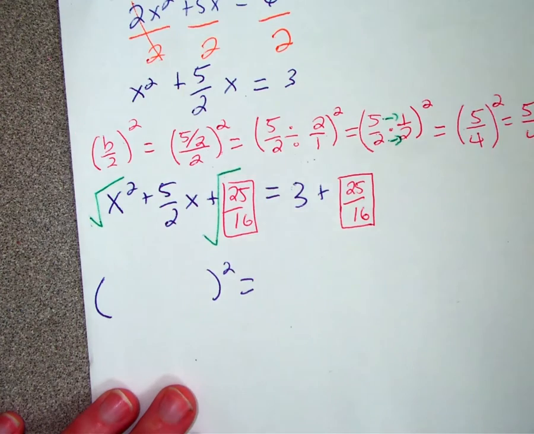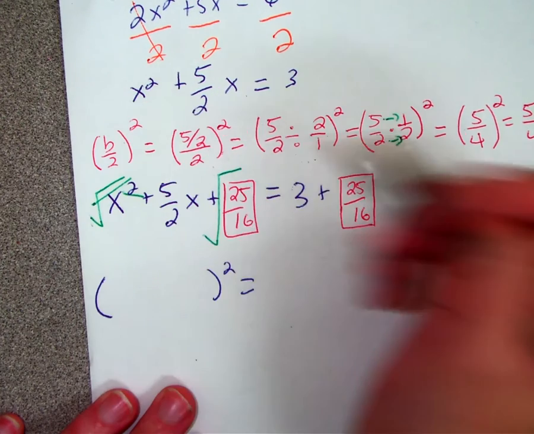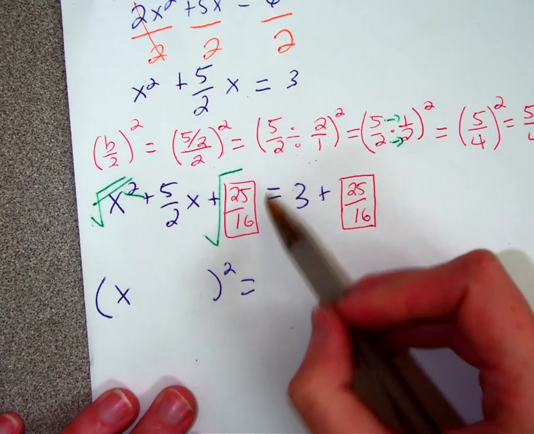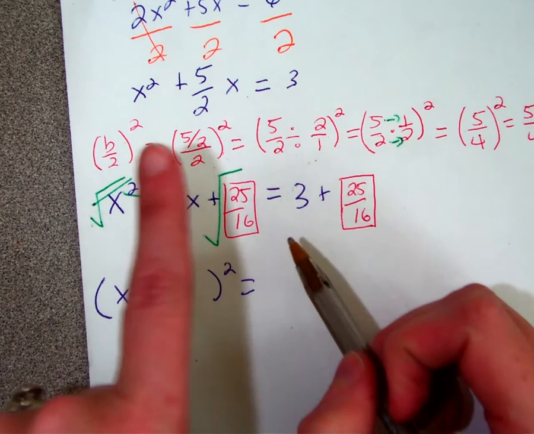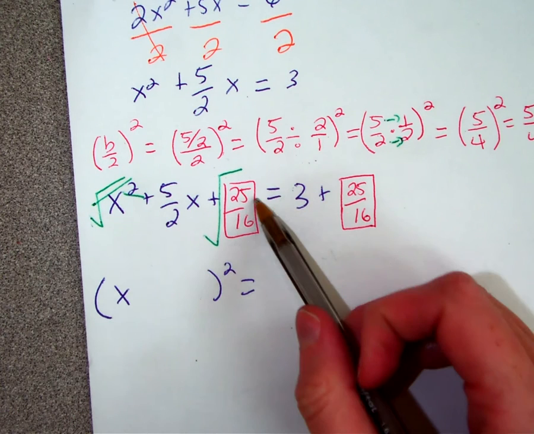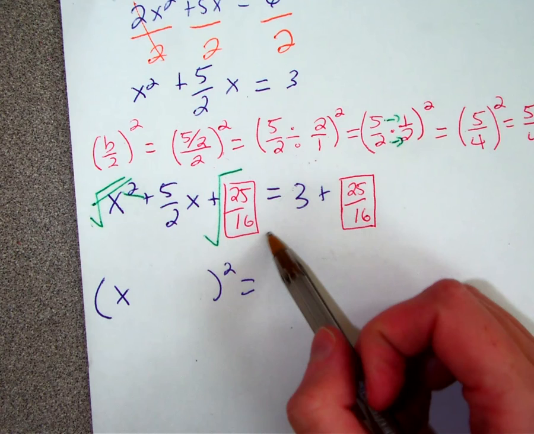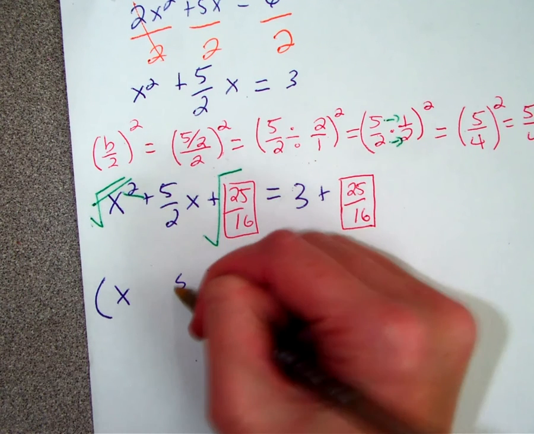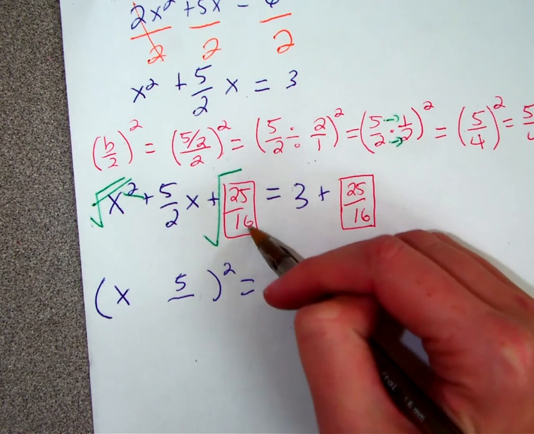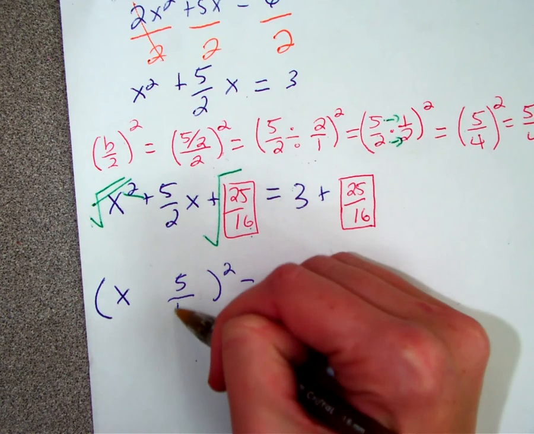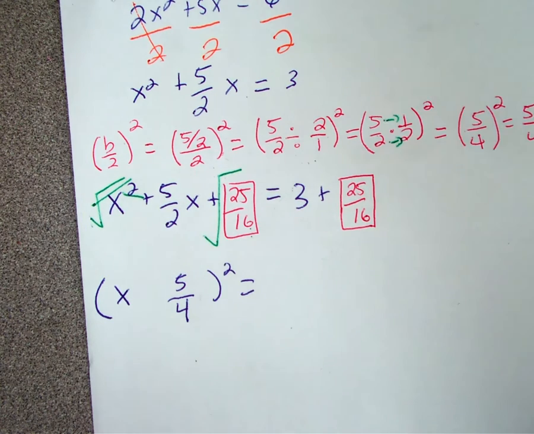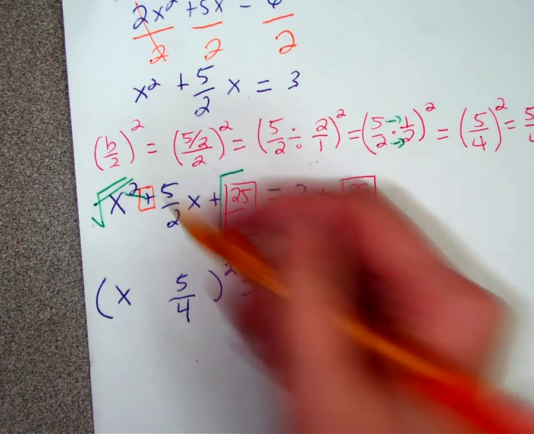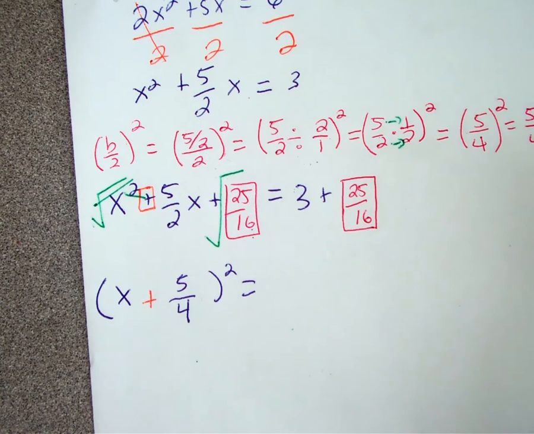Alright, so the square root of x squared, those will cancel each other out. So we're left with x. And then the square root of 25 over 16, remember, when we square root a fraction, we square root the numerator and the denominator. So the square root of 25 is 5. And the square root of 16 is 4. And remember, you guys, we take the sign of the middle term, which is a positive. So I'm going to add those together.